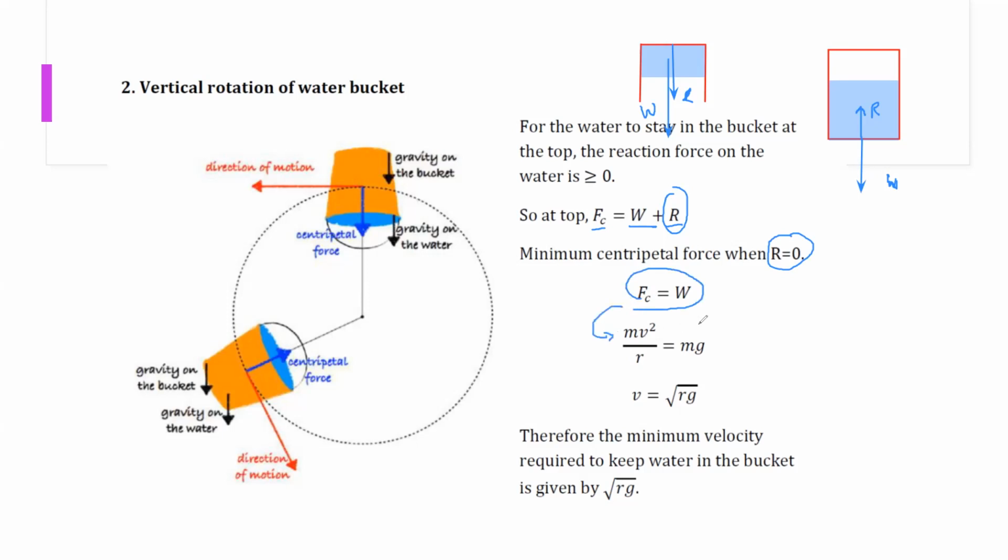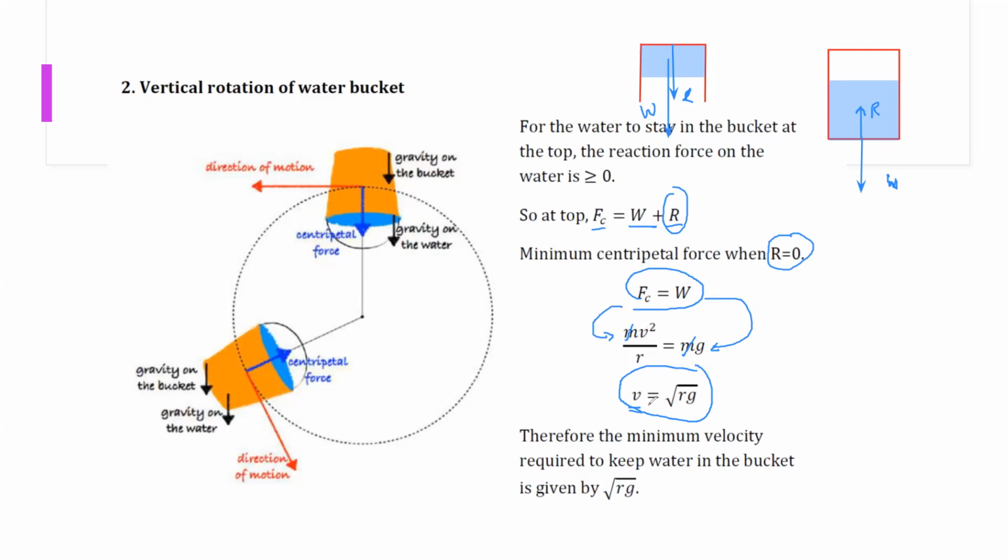Centripetal force is mv square over r, and weight is equals to mg. M will cancel with m. So v square over r is equals to g, or v is equals to under root of rg. So this gives the minimum speed at which we should move the bucket so that the water will remain inside the bucket and it will not fall. Because if the centripetal force is more, then what will happen? It will move downward, or it will come out from the bucket.